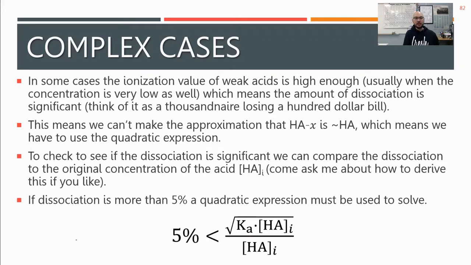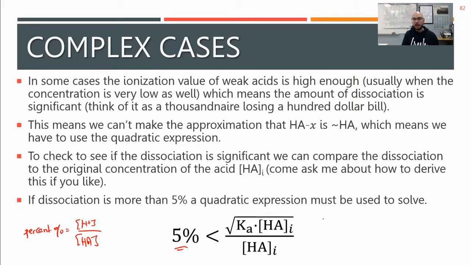Percent ionization is how much breaks down, and it is a factor of the concentration of H plus over the concentration of HA. If it's greater than 5%, then the X that we usually just ignore in the ICE table is significant. So we can do this quick little check here.